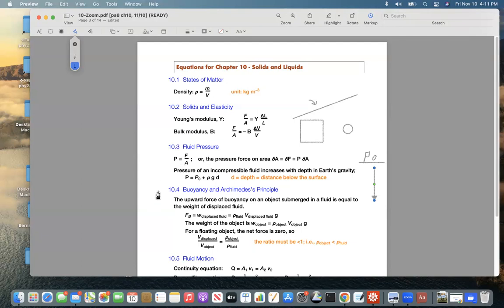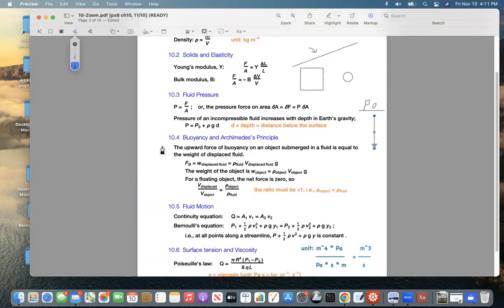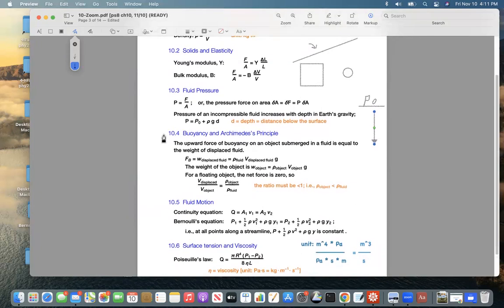Section 4 is very important because it'll appear on the homework assignment and on the next exam: buoyancy. And the understanding of buoyancy goes way back to the Greek mathematician and engineer and scientist Archimedes.